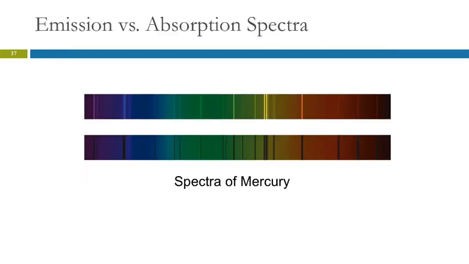We can also look at absorption. This is an emission spectrum for mercury, and this is an absorption spectrum. So here we see that the mercury is absorbing energy. We're shining light on it, and it's absorbing energy that corresponds to the same energies that it emitted when it was excited. We just see dark lines instead of bright lines.